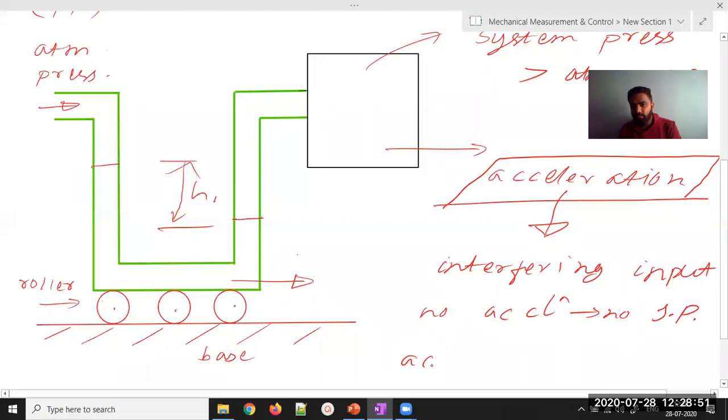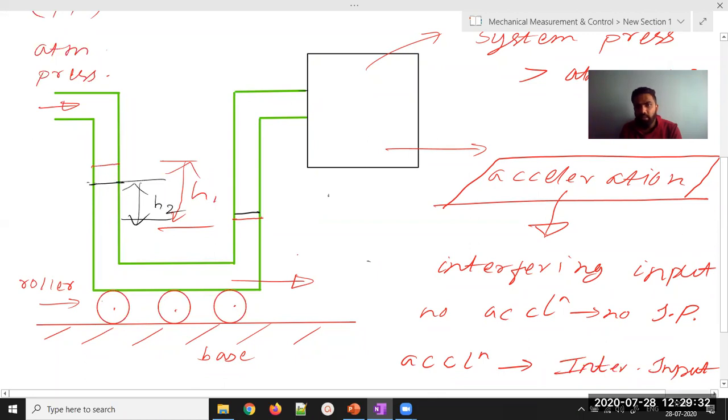Now suppose my system is accelerating. If my system is accelerating, there is interfering input. Now if there is an interfering input due to system acceleration, I will just take another color. Suppose this side has gone, it might happen in either way, this side has gone to a lower level. I'm just assuming. And if this has gone to a lower level, there is a difference in pressure. Due to this acceleration, the height that I am getting right now, suppose this height is H2.